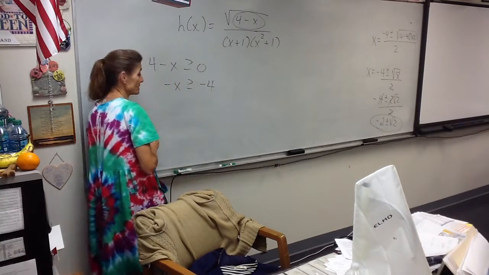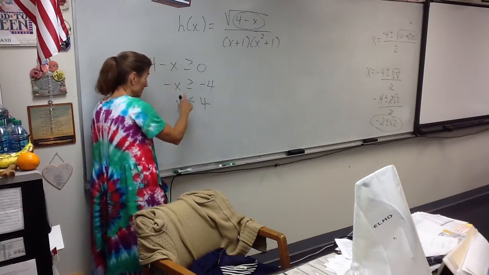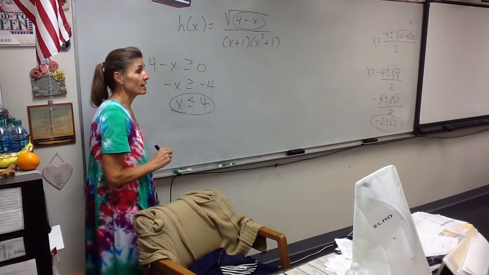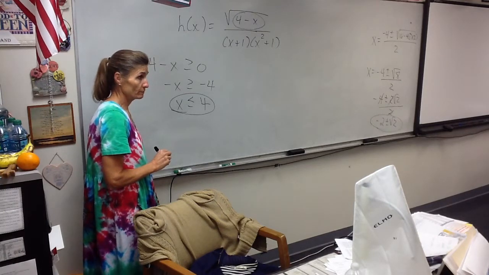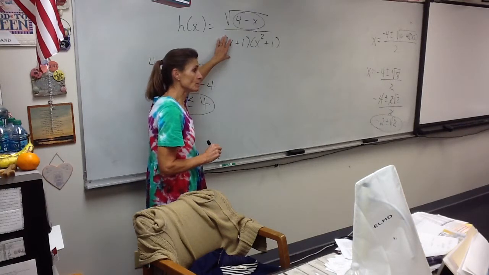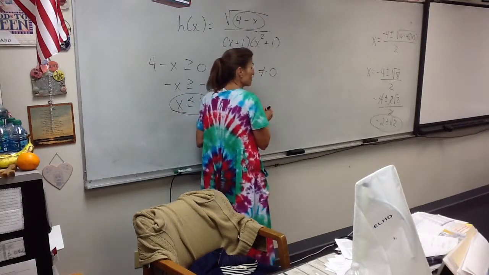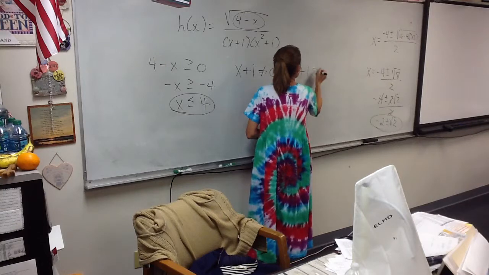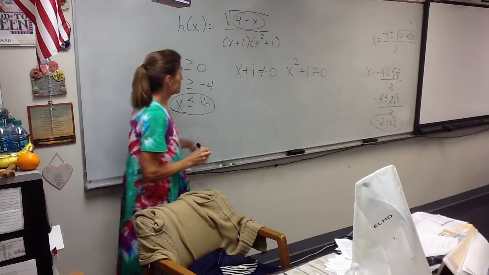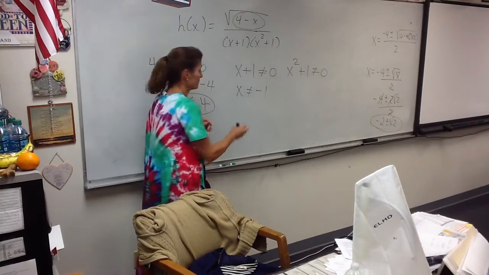Subtract 4 from both sides. Now I'm going to have to divide by a negative, right? And that's going to switch my symbol. So far my domain is everything less than or equal to 4. But I also have to worry about the fraction part, because another one of my rules says the denominator cannot be 0, which means nothing in the denominator can be 0. So this one's easy. This says x can't be -1.